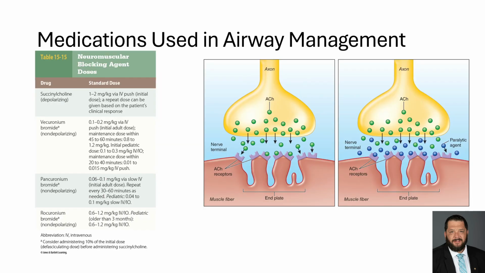Okay, looking at our two types of neuromuscular blocking agents, or paralytics as they're more commonly known. The two types of paralytics that we deal with as paramedic providers in EMS are depolarizing paralytics and non-depolarizing paralytics. Succinylcholine is the only depolarizing paralytic that we use. When we refer to the term depolarizing paralytic, we mean that the receptor sites are depolarized.